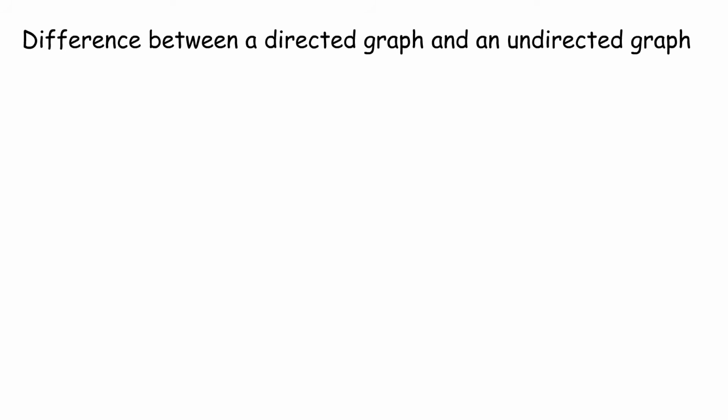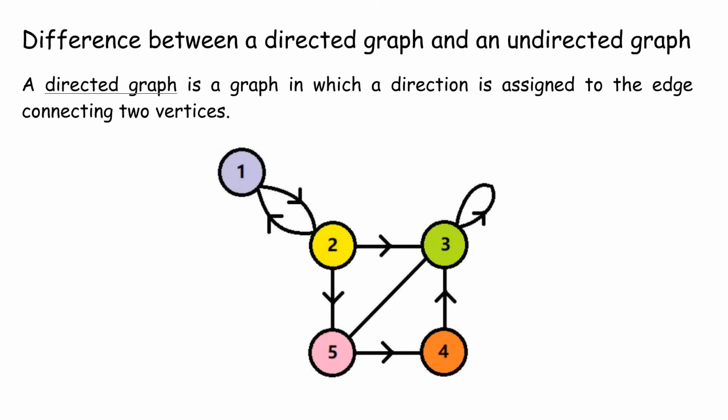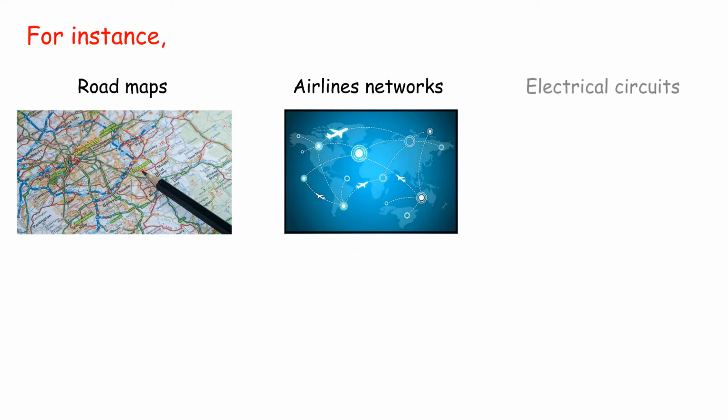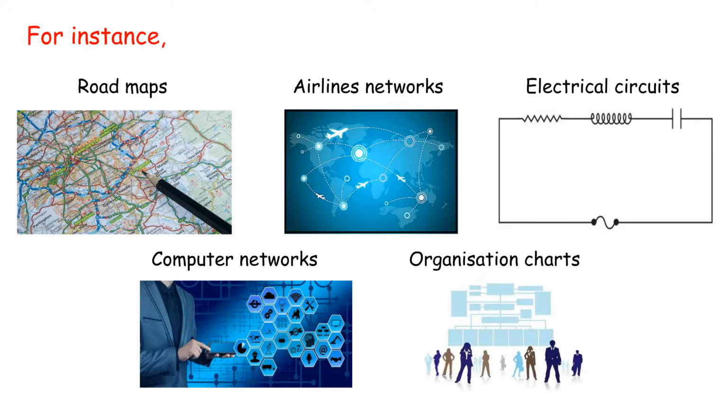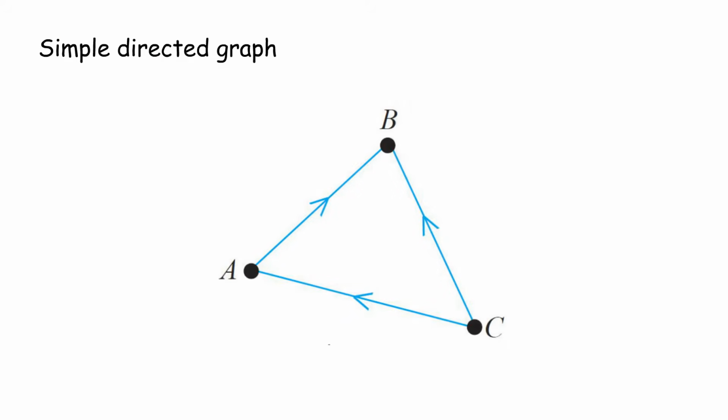Difference between a directed graph and an undirected graph. A directed graph is a graph in which a direction is assigned to the edge connecting two vertices. Directed graphs are usually used to represent the flow of a certain process. For instance, road maps, airline networks, electrical circuits, computer networks, organization charts. Simple directed graph.